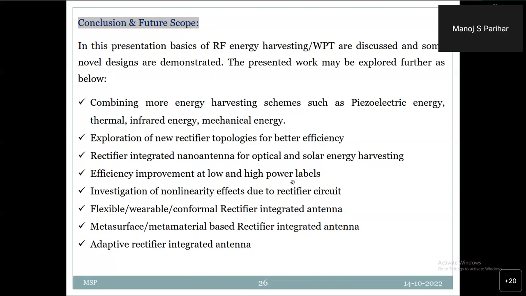Then we can also think of flexible, wearable or conformal kinds of rectifier integrated antennas, which are very useful for medical applications or defense applications. Then metal surface or metal based rectifier integrated antennas. Then we can also think of adaptable rectifier integrated antennas, which can identify the direction of the incoming RF signal. Accordingly, your antenna will adapt to the direction of the incoming signal, so it can harvest energy from different directions, right? And suppose sometimes your incoming RF power level is low, then it can switch to another RF source, right? So we can have an adaptive kind of rectifier antenna.